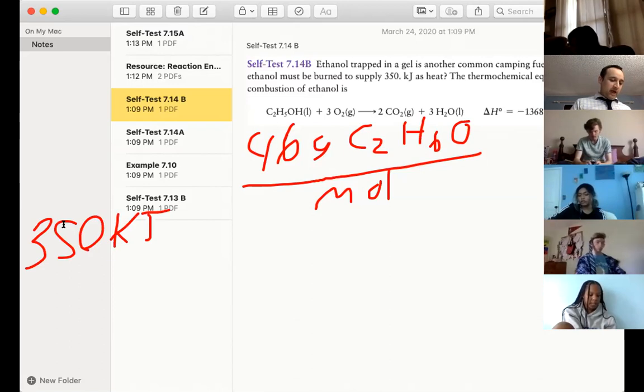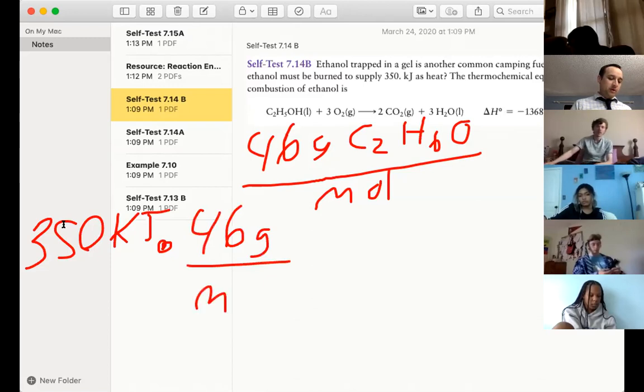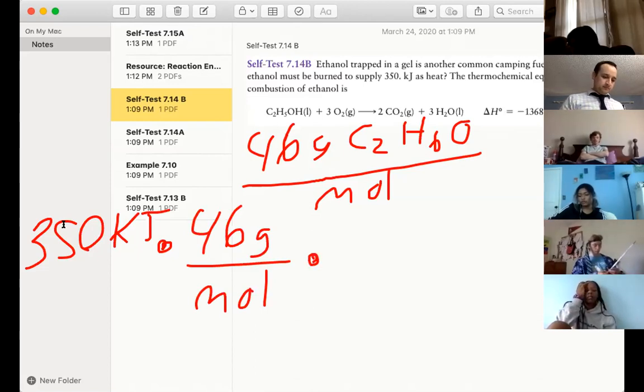That's kind of my old school habit of doing them this way. So you start with that, and you want to multiply that by your conversion factor. Yes. Okay, that's fine. I'm just going to shorten that to grams per mole because we all know we're talking about ethanol. And then what's next? Then you multiply 1 mole over 1,368.